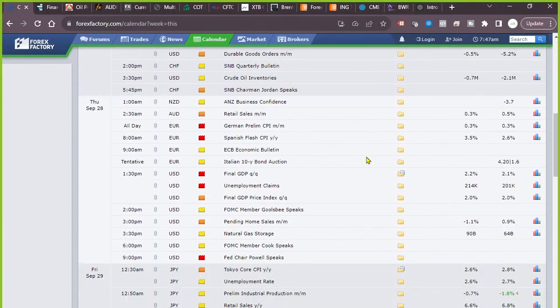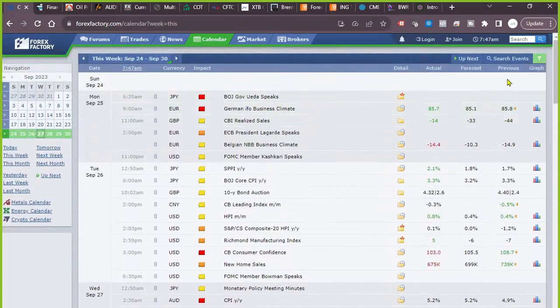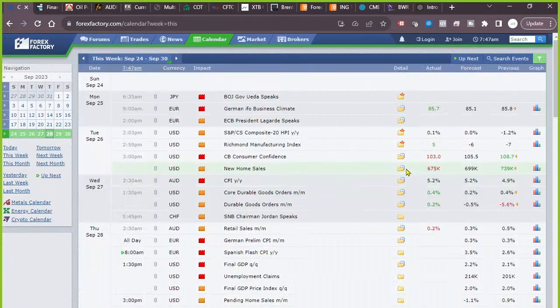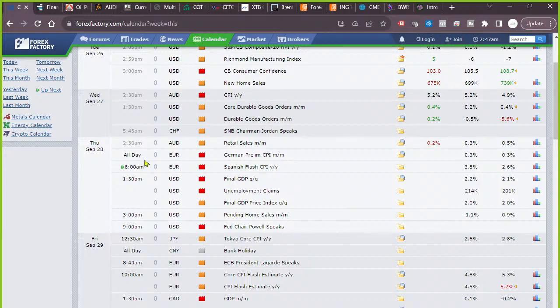Thursday, goodness, weeks flying past, and let me just filter out some of this. That's better. So today we've got retail sales, which came in less than expected for Australia. We've got German inflation this morning, preliminary CPI, and a couple of other numbers coming through.